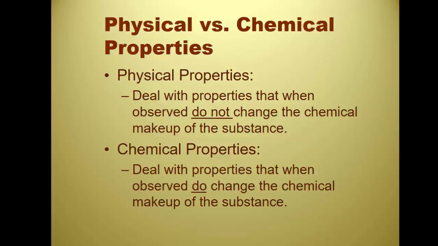But chemical properties, they deal with properties that, when observed, do change the chemical makeup of the substance. A big one that I always think of is burning. In order to check if something is flammable, flammable being a chemical property, you have to set that thing on fire. You could put it out, but whatever's burned is different chemically than what you started with. It has been reacted. You have checked to see if it's flammable, but you have changed the chemistry, so it is a chemical property.